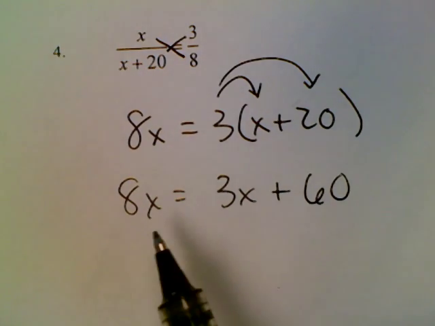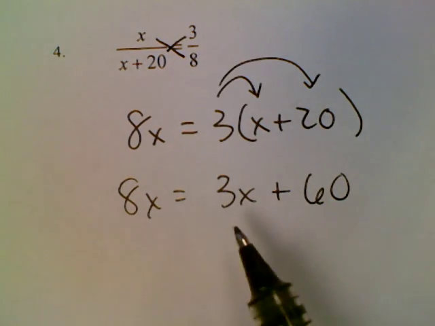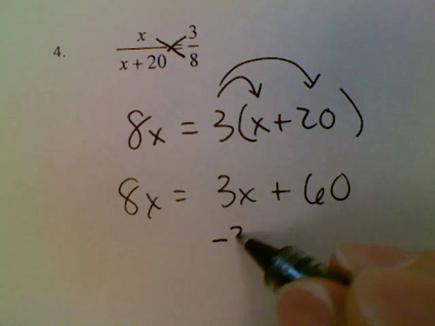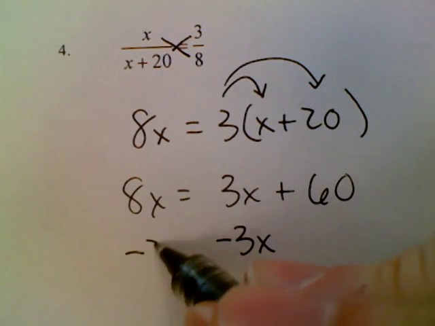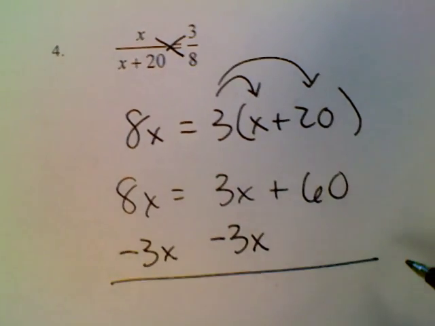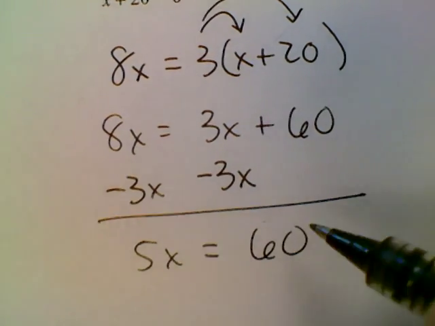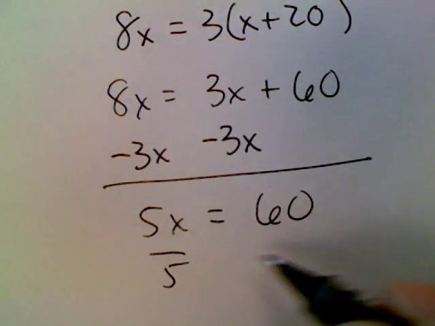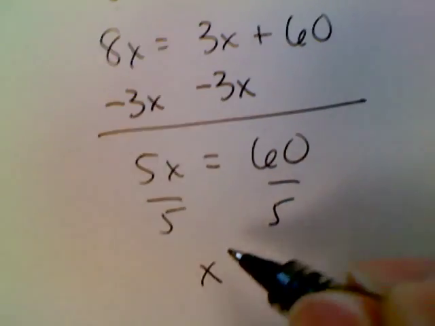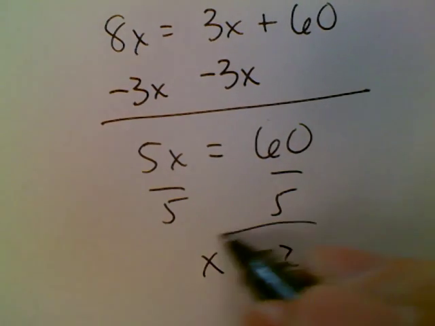And now I've got x's on both sides of the equation. All right, that's no good. Want to address that issue right away. Subtract 3x from both sides. 5x is equal to 60. Finally divide both sides by 5, and x is equal to 12, and we're done.